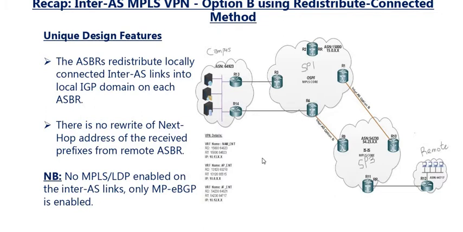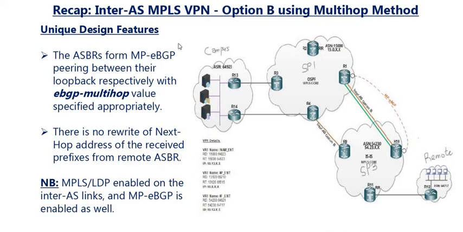Then the last variant for this particular option B is using the multi-hop method, where you have to specify the EBGP multi-hop value when configuring the MP-EBGP between ASBRs.